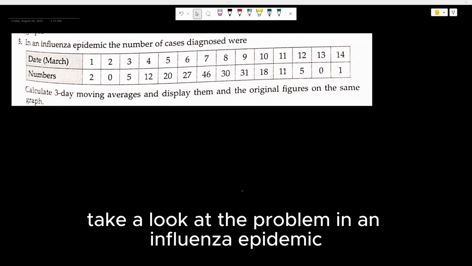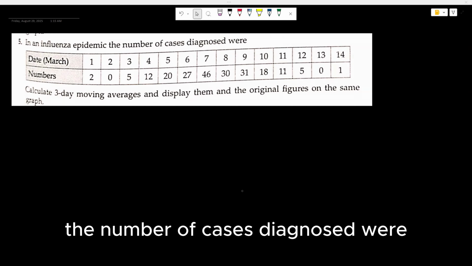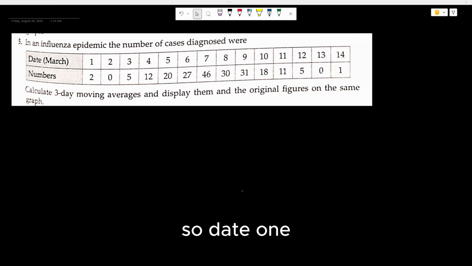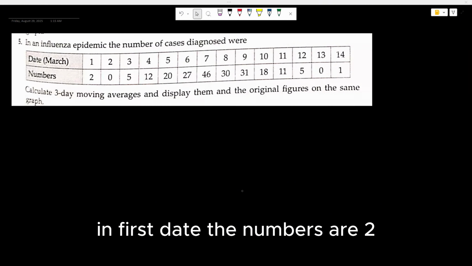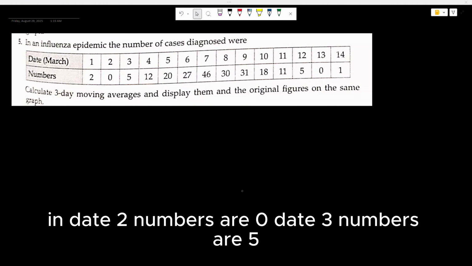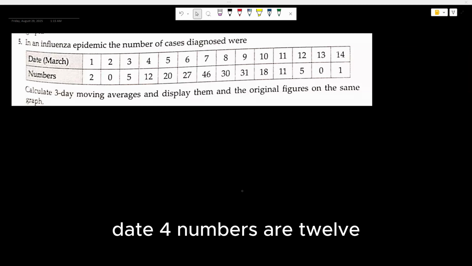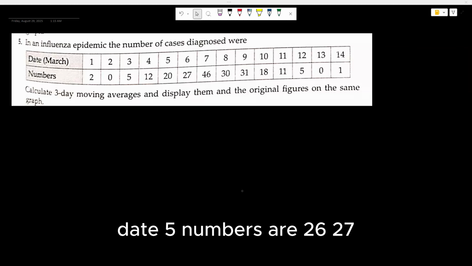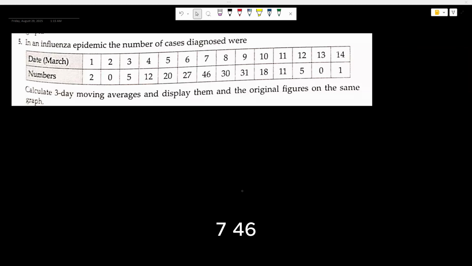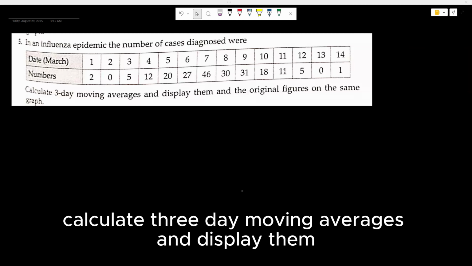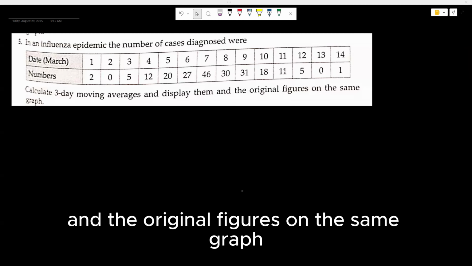In an influenza epidemic, the number of cases diagnosed were: date 1, 2; date 2, 0; date 3, 5; date 4, 12; date 5, 20; date 6, 27; date 7, 46; date 8, 30; date 9, 31; date 10, 18; date 11, 11; date 12, 5; date 13, 0; and date 14, 1. Calculate 3-day moving averages and display them and the original figures on the same graph.